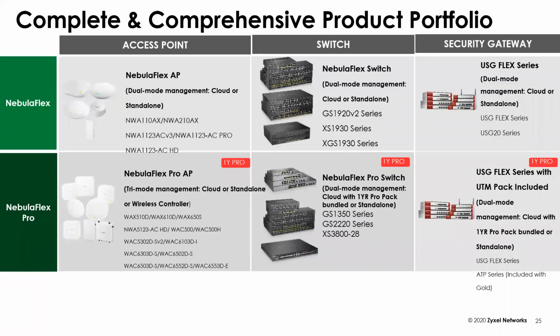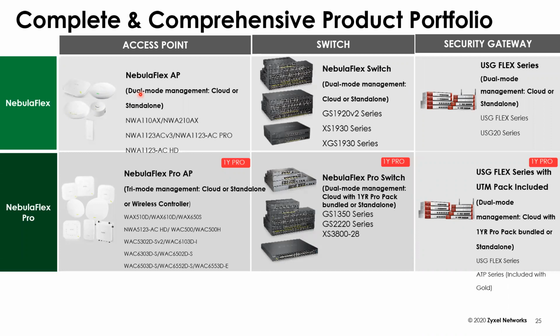So just a quick rundown here on our products. As you can see, we've split them up between Nebula Flex and Nebula Flex Pro. So when it comes to our access points, it's all of our lower end business class switches, basically anything that starts with a 1 or a 2. On the switch side of things, it is our GS1920 V2 series, the XS1930, the XGS1930. And then on our security gateways, it is the USG Flex series, which does not come with a bundled UTM license.